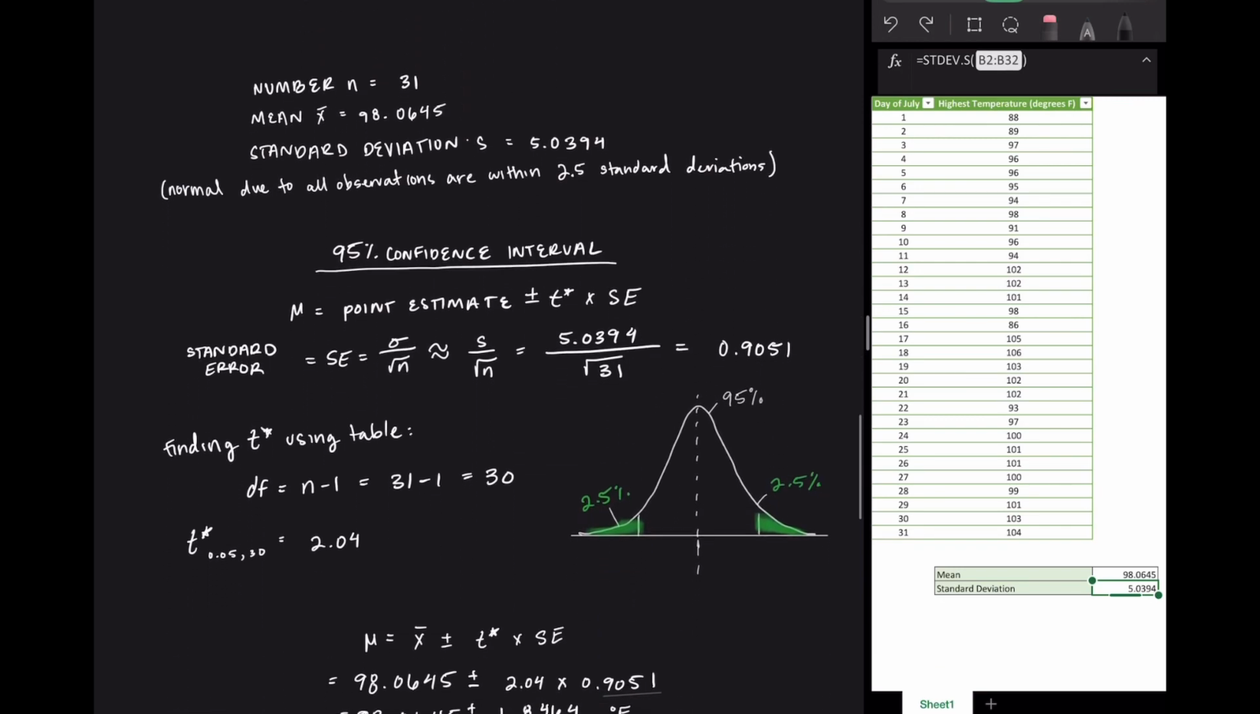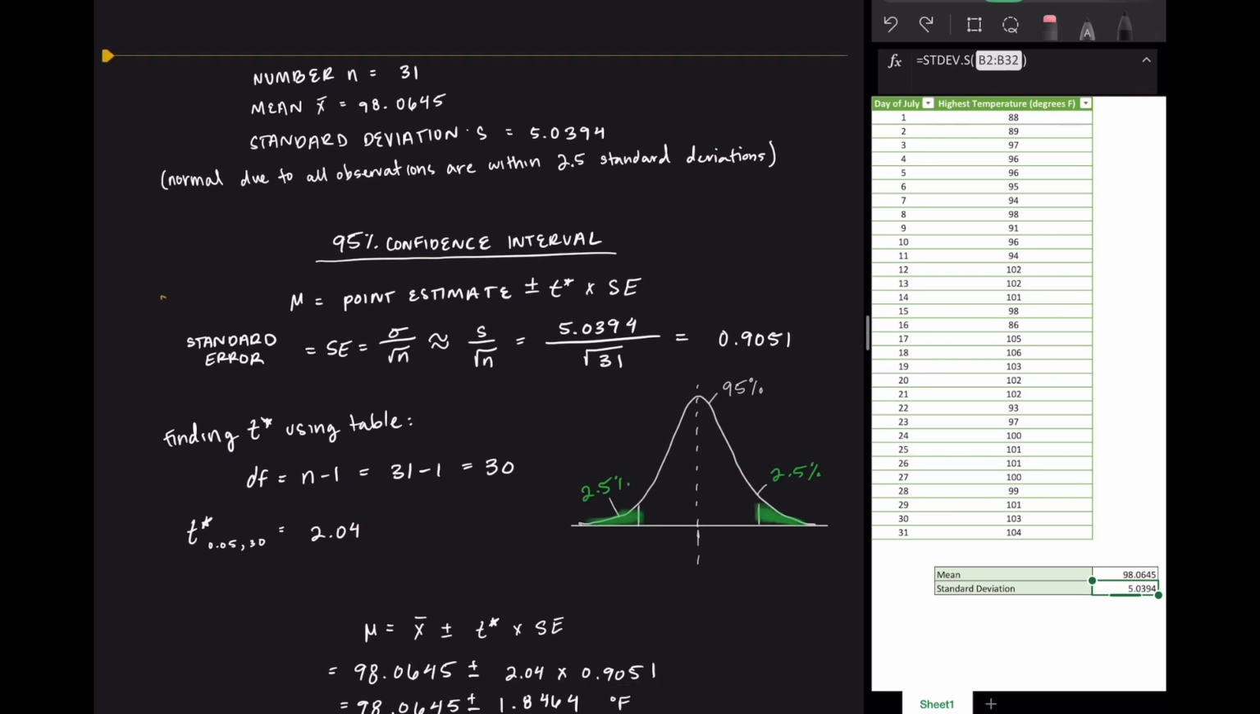To find our confidence interval, we have our formula: point estimate plus or minus t times standard error. Standard error can be found with our formula, standard deviation divided by the square root of our number of values. To find the t-value, we will use a table.